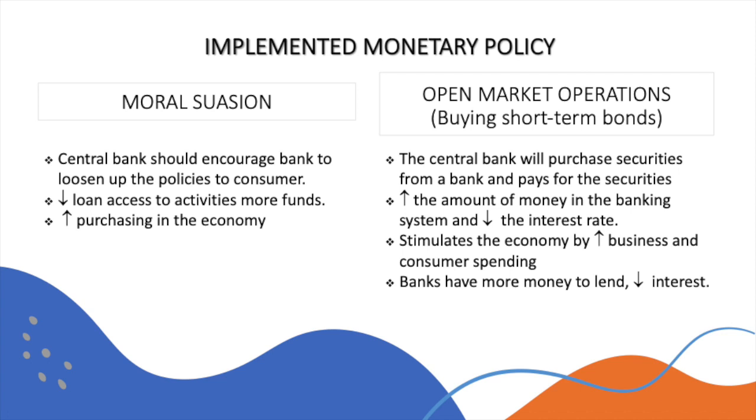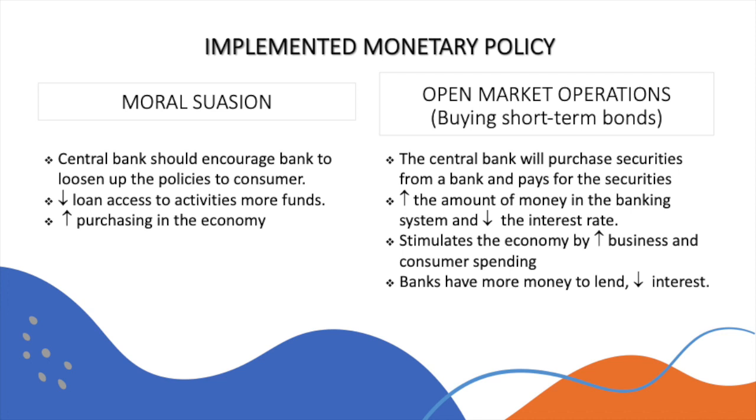The second point is open market operations, buying of short-term bonds. Open market operation is the buying and selling of government securities by the central bank. This is to influence the cash reserve in commercial banks. For this issue, the central bank will purchase securities from a bank and pay for the securities. This increases the amount of money in the banking system and lowers the interest rate. This stimulates the economy by increasing business and consumer spending because banks have more money to lend and interest rates are lowered.